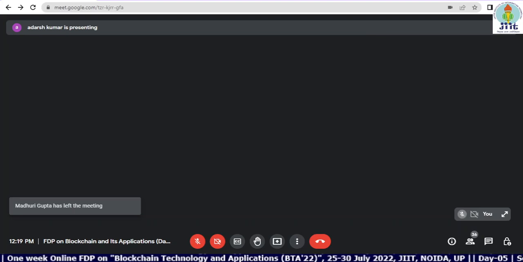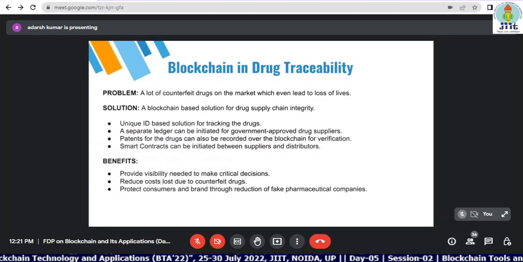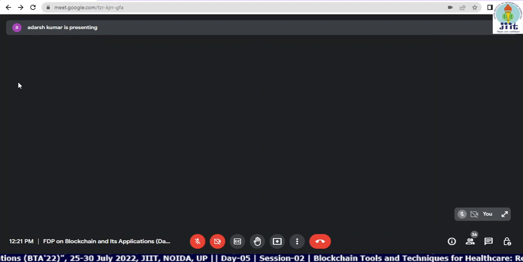And the smart contract can be integrated. We can integrate the smart contract between suppliers and distributors. If you see the complete supply chain management for a drug, there will be a raw material collector, a raw material distributor, a manufacturer, a supplier, a distributor, then local shops will be involved, then patients. So there are multiple actors involved.